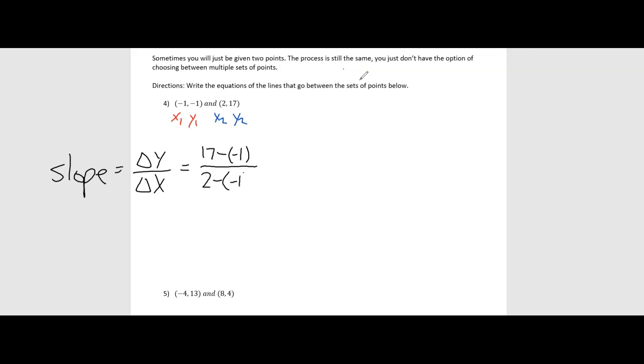Okay, so the first thing we're going to do, I'm going to label these points as x1, y1, and x2, y2. So my slope, right, is change in y over change in x, which is y2 minus y1. So I've got 17 minus negative 1 all over 2 minus negative 1. That's going to give me 17 plus 1, which is 18, all over 2 plus 1, which is 3, which is equal to 6. So my slope is equal to 6.